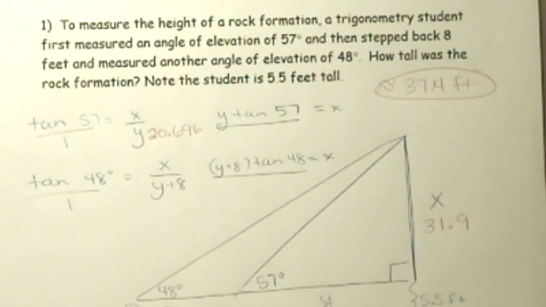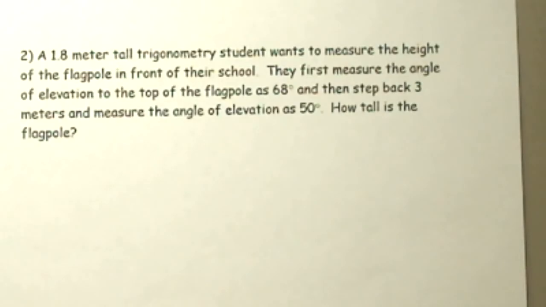So that's the solution. I have a second example here, which you may want to try on your own before we go over it together. It says, a 1.8 meter tall trigonometry student wants to measure the height of a flagpole in front of their school. They first measure the angle of elevation to the top of the flagpole as 68 degrees. Then they step back 3 meters and measure the angle as 50 degrees. How tall is the flagpole?